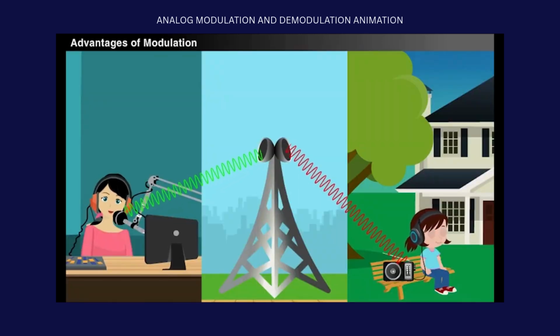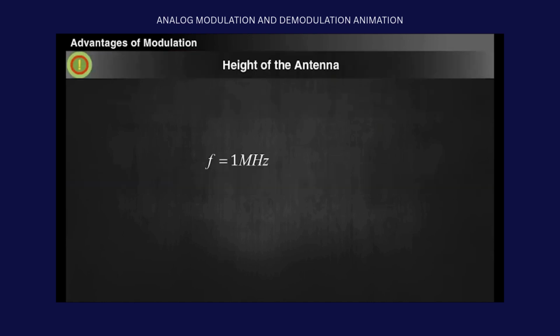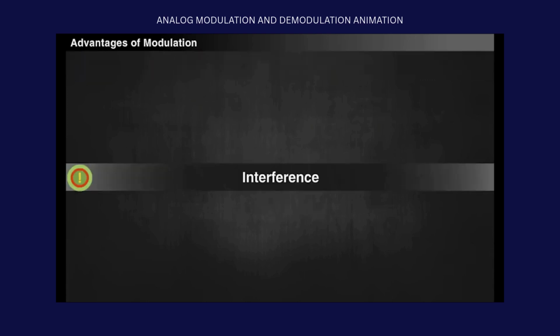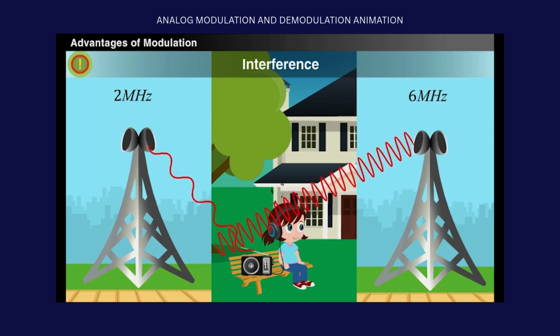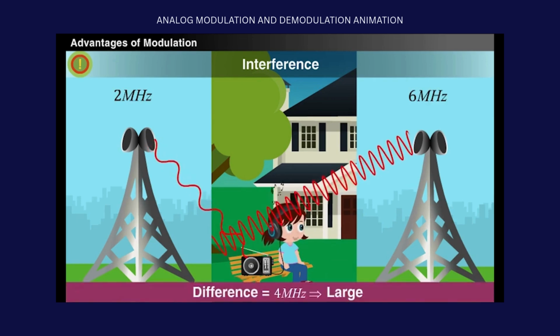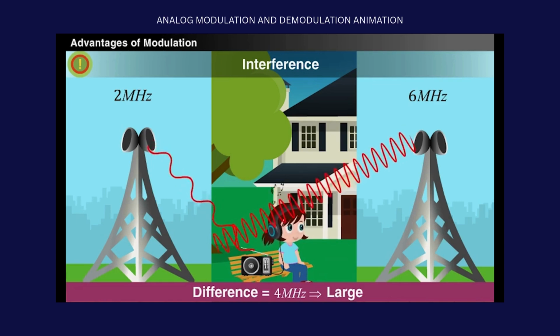Let us see how the problems in the transmission of low frequency signals are overcome by modulation. To overcome the problem of antenna height, if a high frequency signal of 1 MHz is used, the height of the antenna will be around 75 meters, which can be achieved practically. To overcome interference, if the stations transmit high frequency signals like 2 MHz and 6 MHz, then their difference will be high, that is 4 MHz, and thus the waves will not mix with each other.